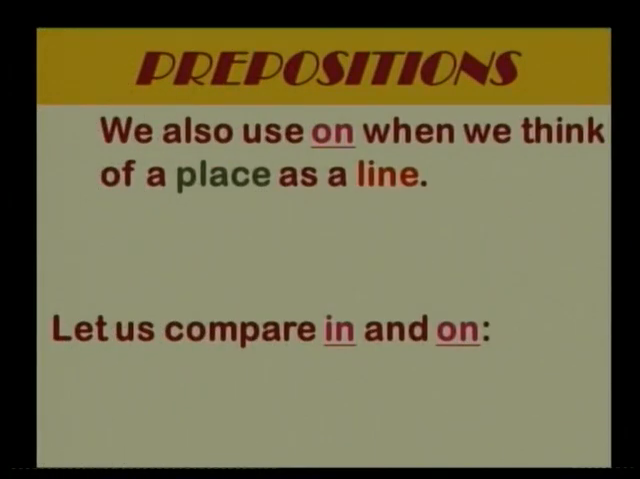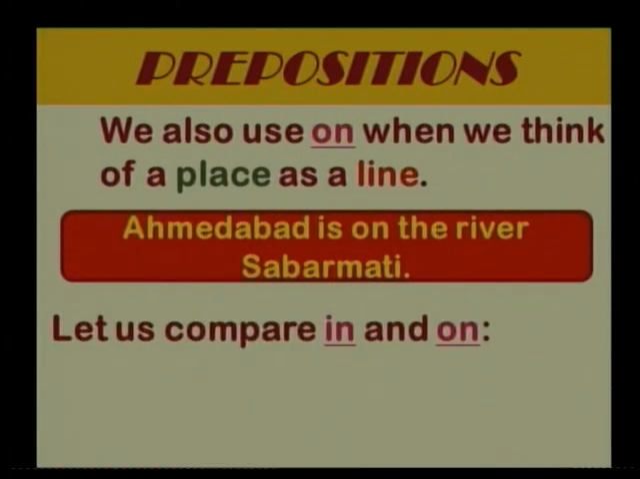Okay, we also use on when we think of a place as a line. Pay a little attention here, this is a very important point. We also use on when we think of a place as a line. For example, Ahmedabad is on the river Sabarmati. Now friends, if you are getting slightly confused, how can we think of a place as a line?